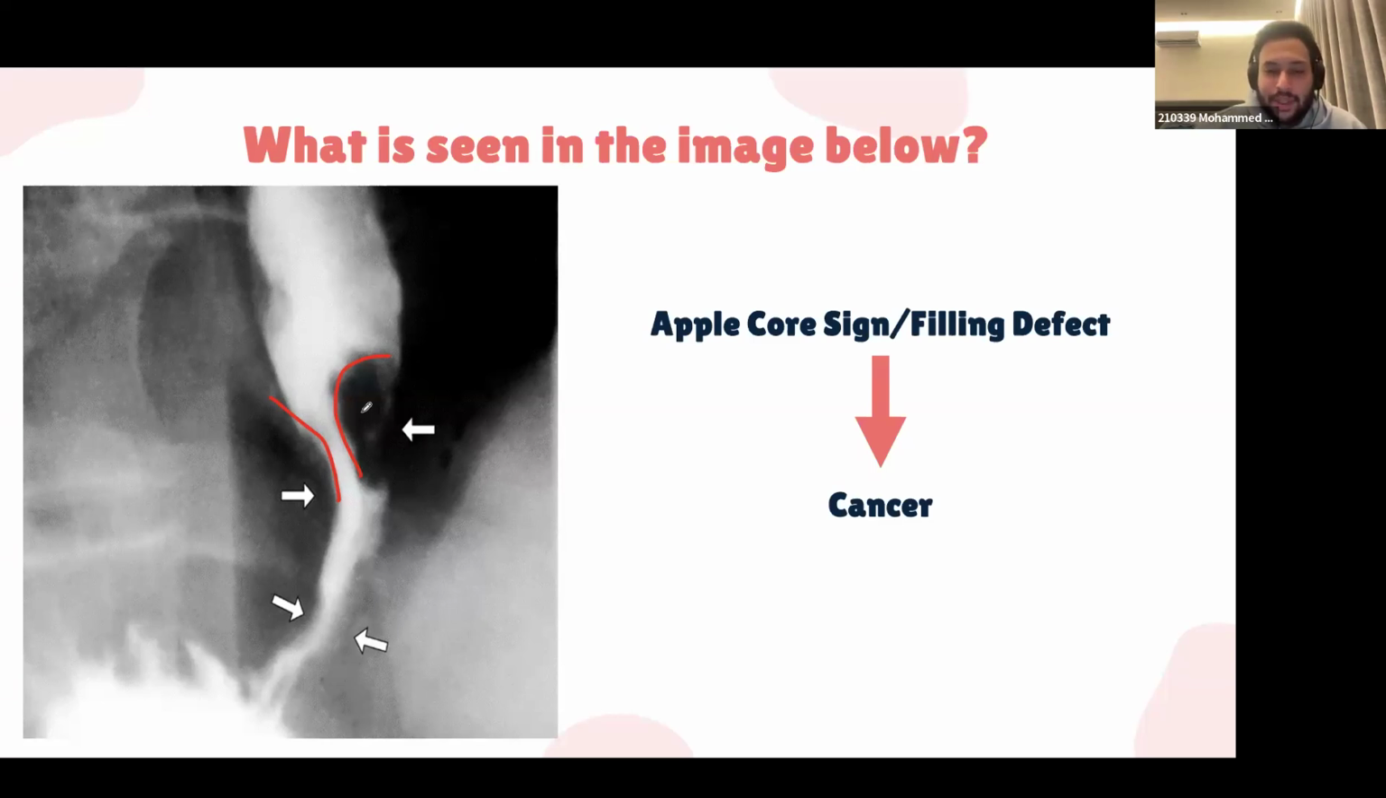What do we need to do for this patient? Actually, you guys answer this. What do we need to do for this patient after we see this sign? Endoscopy, excellent, with biopsy. Good. You need to see what the actual cancer is.